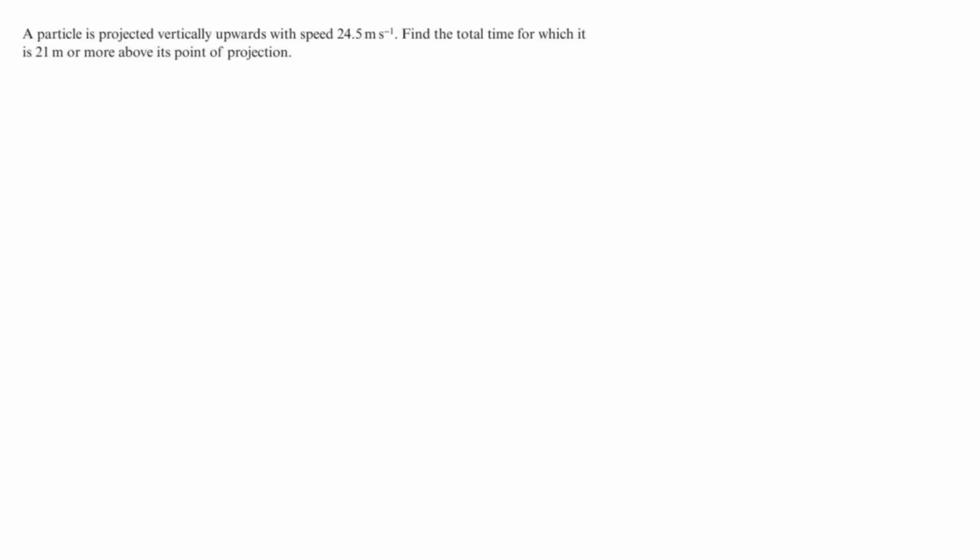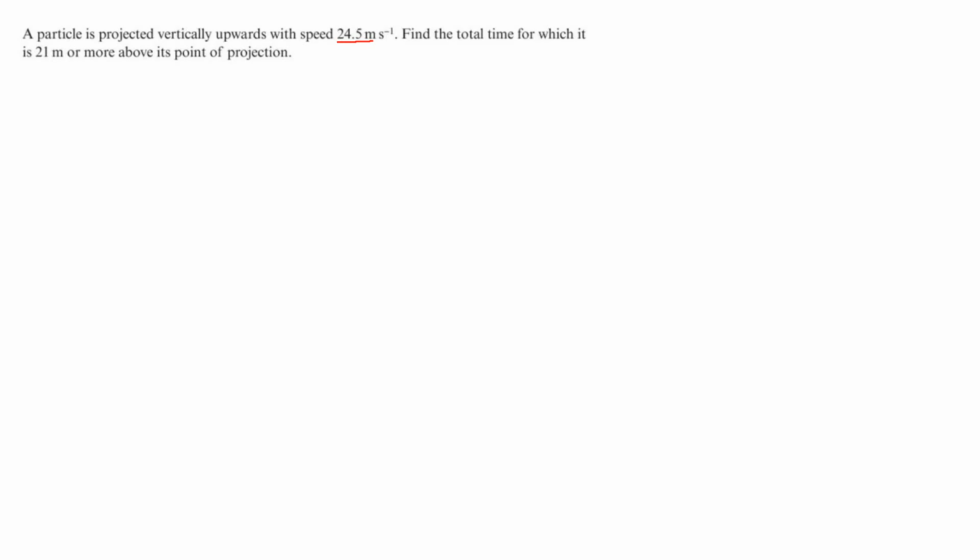What about if we're going upwards? A particle is projected upwards with a speed of 24.5 meters per second. Find the total time for which it is above 21 meters or more. So, the first thing to note is, let's draw a diagram.